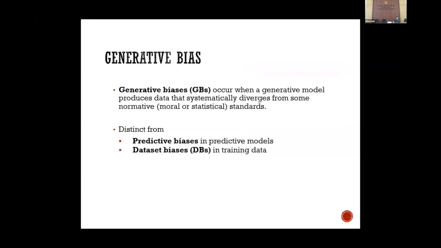So I've given enough examples of what I call generative bias here, but here is a proper definition. Generative bias happens when a model systematically generates data or images that systematically diverge from some normative standards. The standard here could be moral, social, or statistical. For example, when they underrepresent, misrepresent, or stereotype certain social groups. Generative biases are distinct from predictive bias, that is, bias in predictions or decisions from predictive models. They're also distinct from dataset bias, that is, bias that exists in the training data.